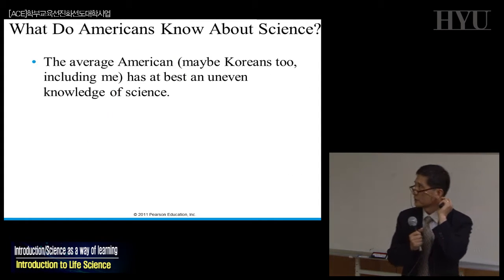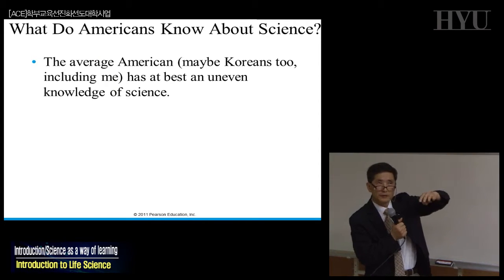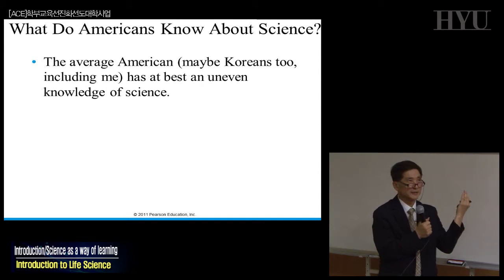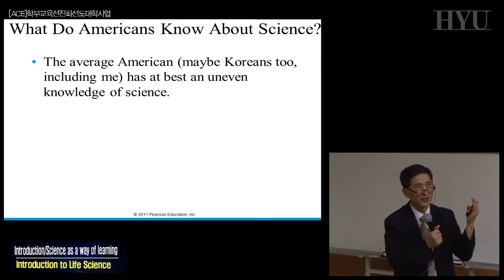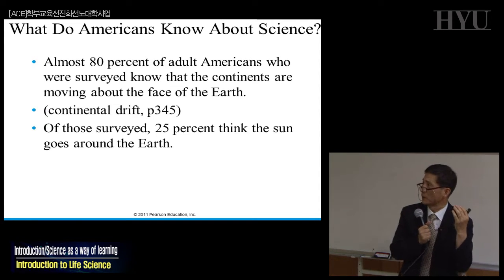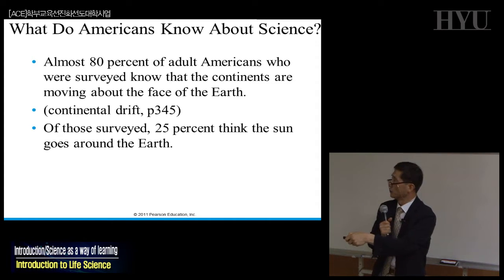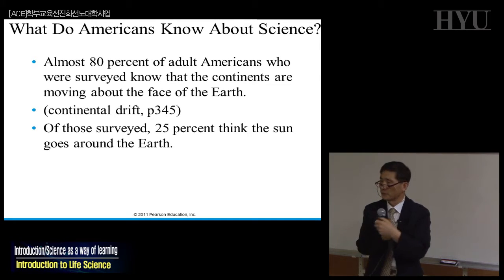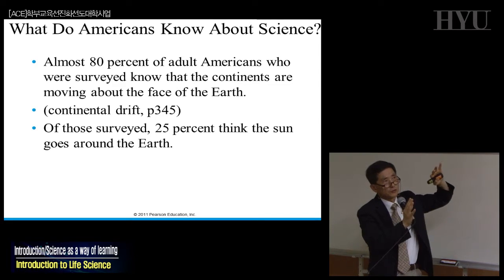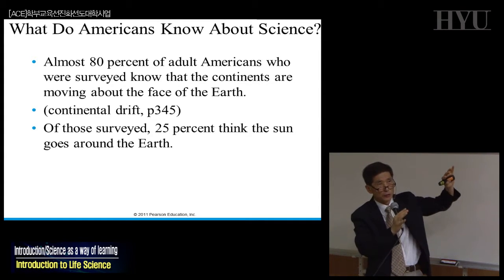Right, so the average American, or maybe Korean too, including me, has uneven knowledge of science. In Korean, 상식이 한쪽으로 몰려 있어. 뭘 상식? 할 수도 있어. About science, for example, about 80% of adult Americans who were surveyed, when asked questions, knew that continents are moving about the face of Earth. What is it? In old days, all the continents were in one piece, and then it broke and is moving apart. Did you know? 알았어?